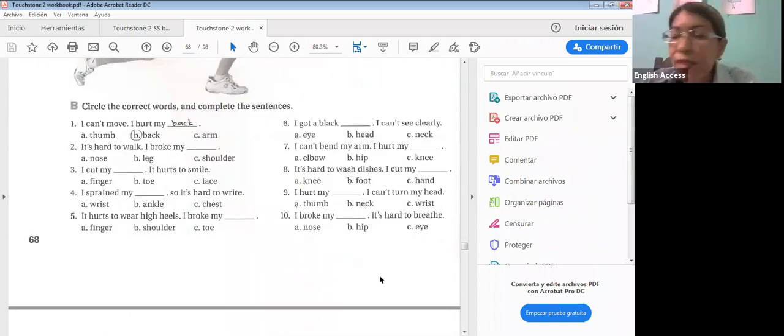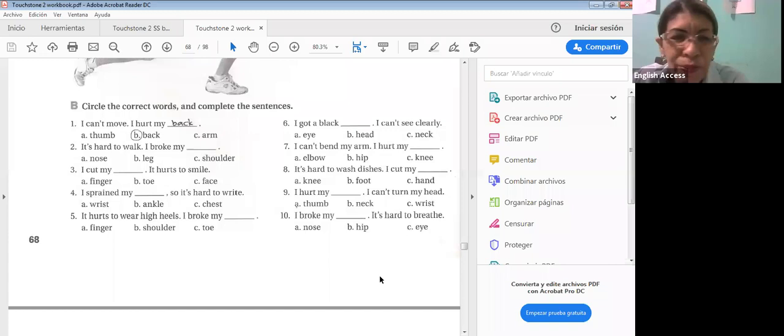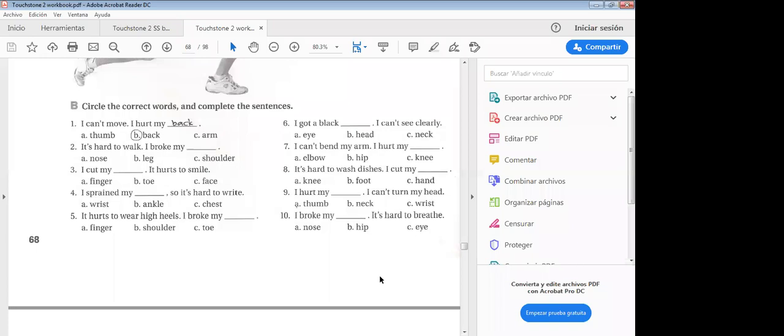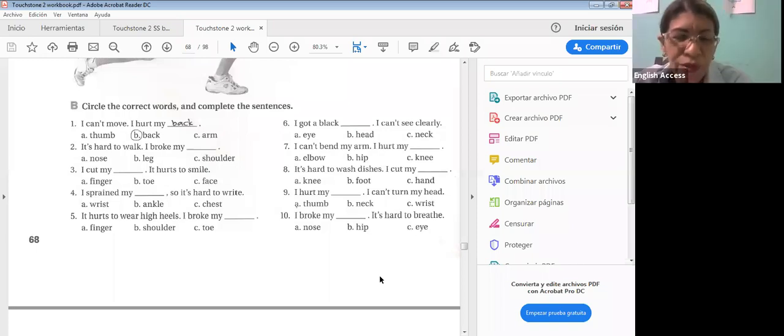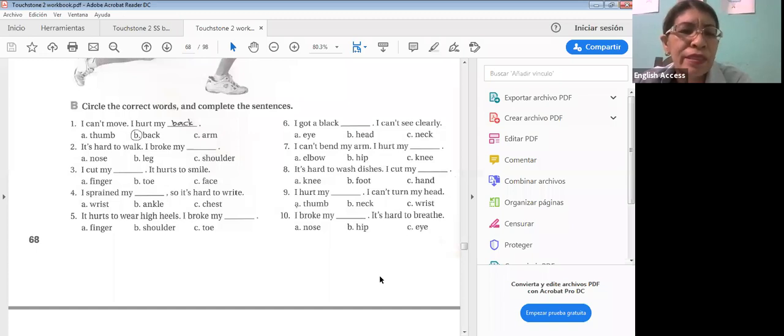Now let's move to exercise B. In exercise B it says, circle the correct words and complete the sentences. Example number 1, I can't move. I hurt my back. So number 2, it's hard to walk. I broke my leg. Okay, number 3, Luis, can you read it, please? I cut my face. It hurts to smile. Yes, number 4. I sprained my wrist, so it's hard to write. Yes, number 5. It hurts to wear high heels.